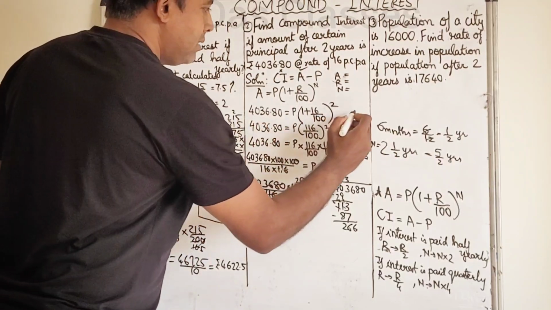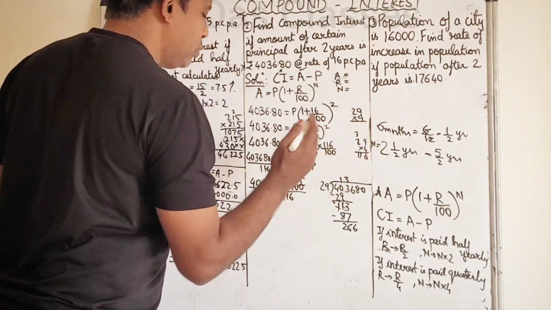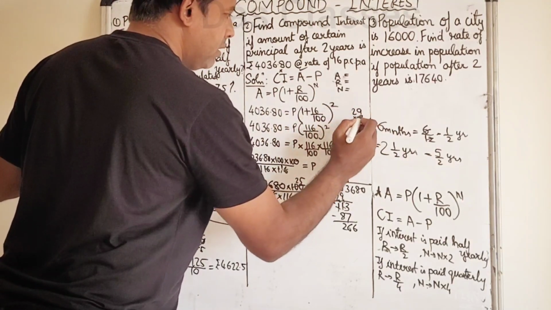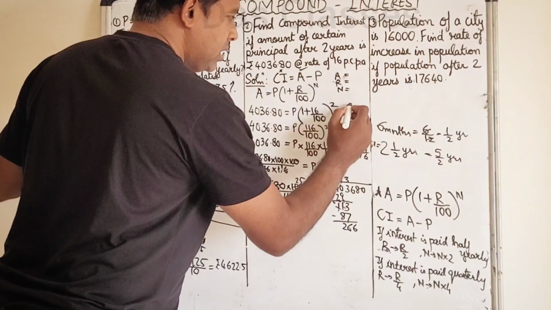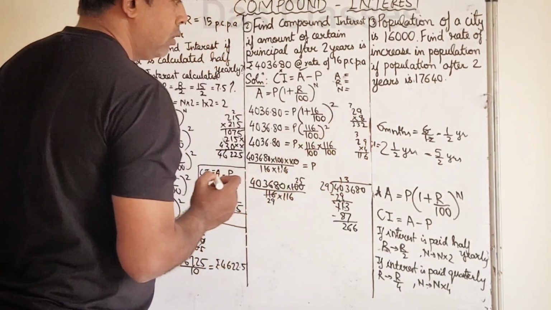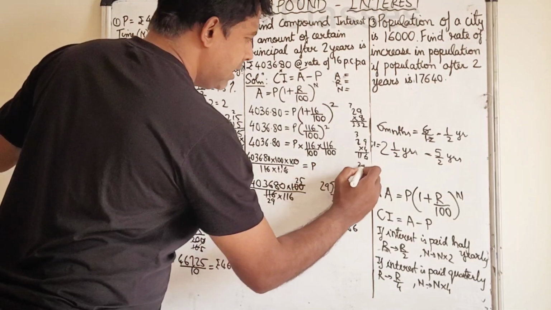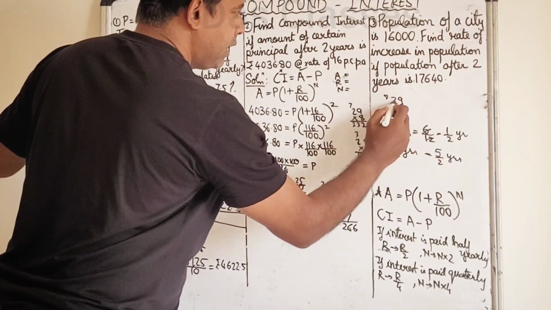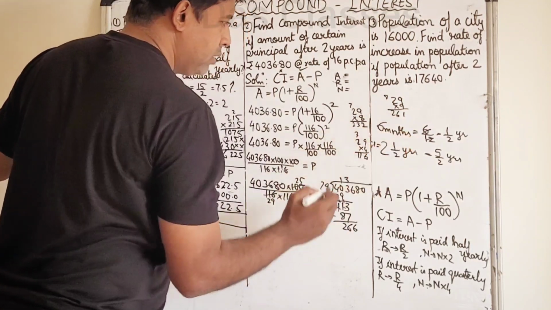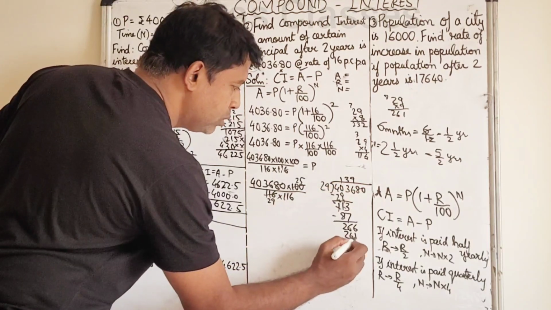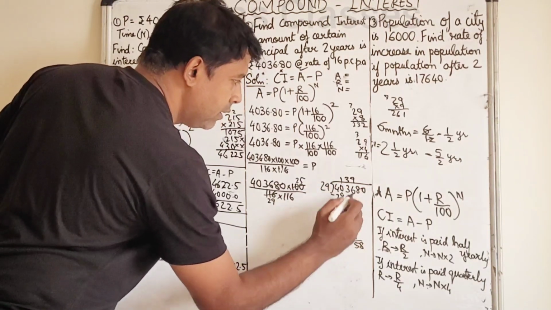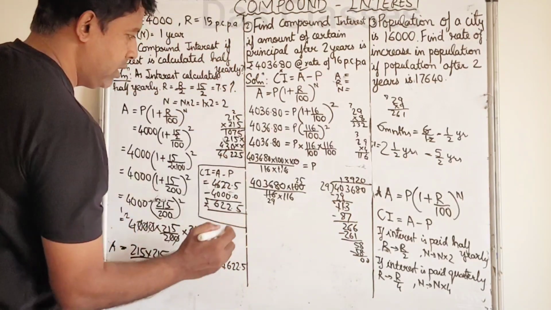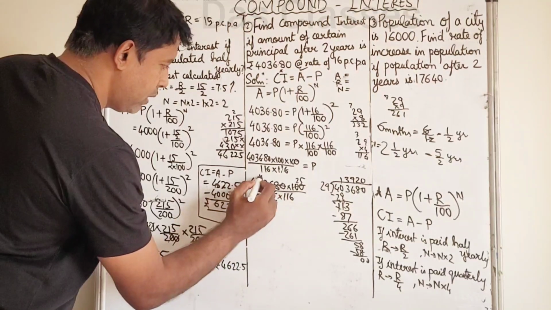29 9s are 261. The problem is when the students see a bigger number, they just lose heart and they give up the sum. You just have to solve it. 9 9s are 81, 9 2s are 18, 261. Smaller, so 9s are 261, remainder 5. 29 2s are 58, and there's another 0 that will come down. So it's 13920.